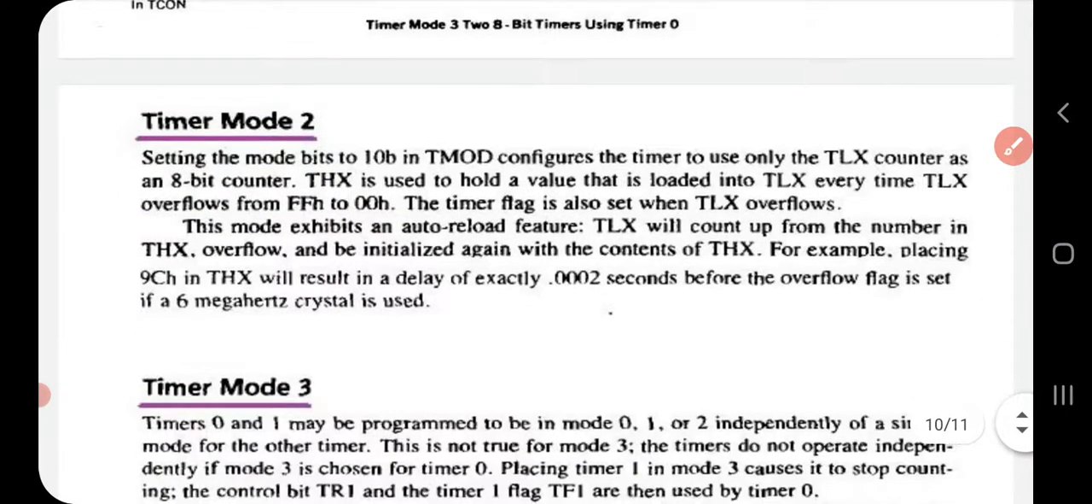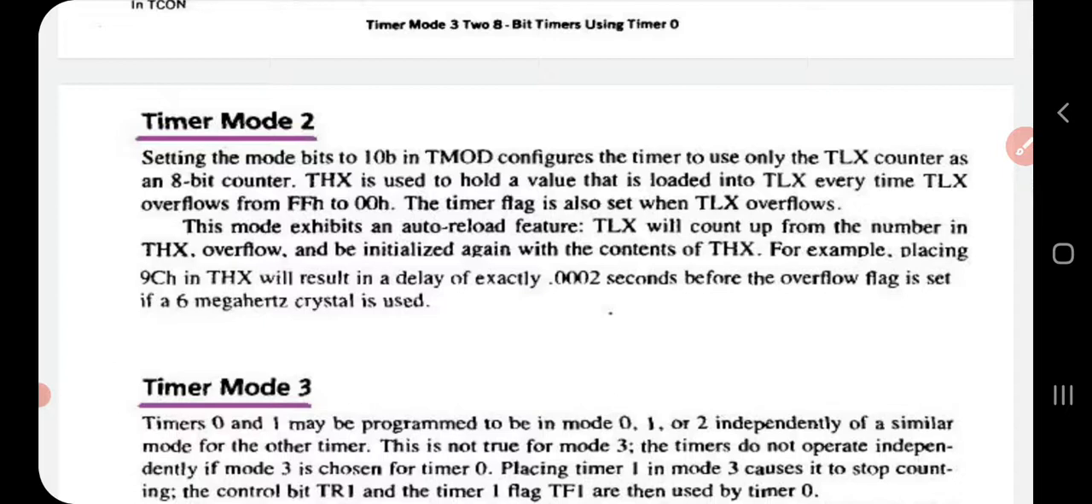timer mode 2. Setting the mode bits to 10B in T mode will configure the timer to use only TLX counter as an 8-bit counter. Now in this case, THX will hold a value located in TLX register every time the TLX overflows. The timer flag is also set when TLX overflows. Okay, so the THX as well as timer flag is set when the TLX register overflows.